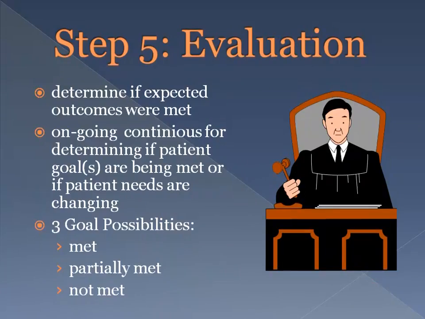The last step of the nursing process is to evaluate. This is when we determine if the expected outcomes were met. It is an ongoing, continuous process because we're continuously reevaluating our patient's goals to see if they're being met, or maybe we need to change the patient goals. It is possible that we have set unrealistic goals for that patient and they may need to be changed. When evaluating, we either meet our goal, we partially meet our goal, or we don't meet our goal.